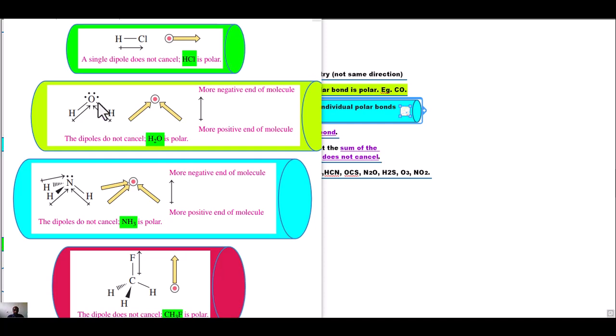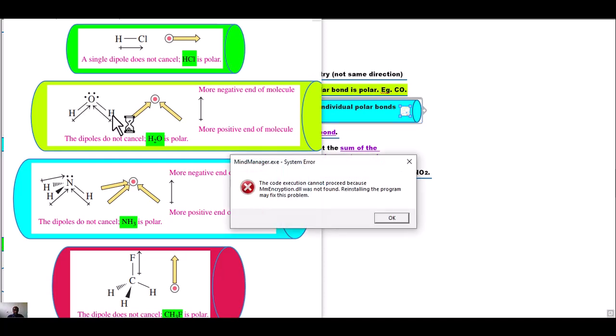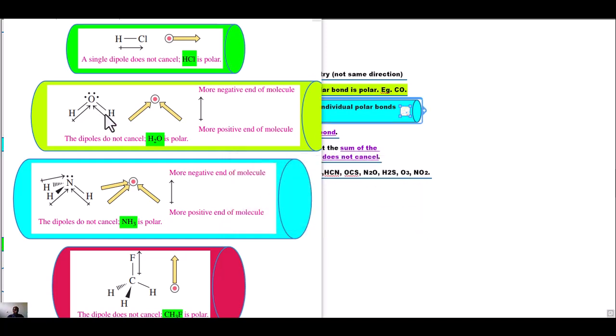Note that if one central atom is surrounded by similar atoms and if there is a lone pair on the central atom, that type of molecule is considered polar. If the central atom is surrounded by the same atoms and if there is no lone pair on the central atom, this molecule becomes a non-polar molecule. In this case, there is a lone pair on the central atom, so this molecule is considered a polar molecule.